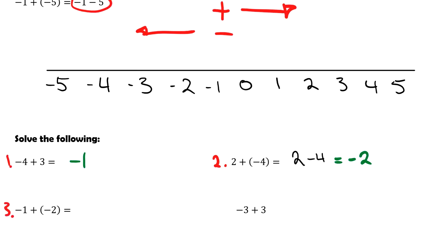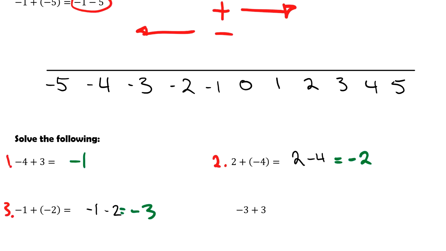Let's rub that out and we'll do the next one, 3. Again, we could rewrite this as negative 1 take away 2. So we're going to start at our negative 1, and because we're subtracting, we're going to the left, so 1, 2, so my answer is negative 3.